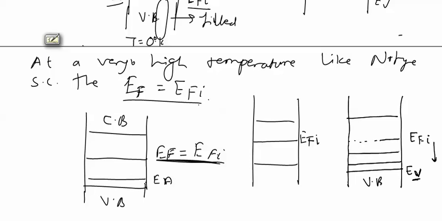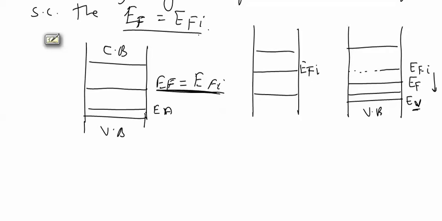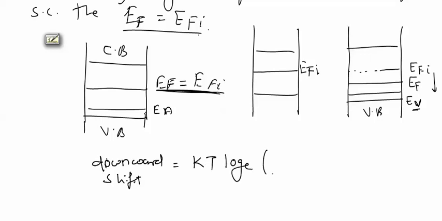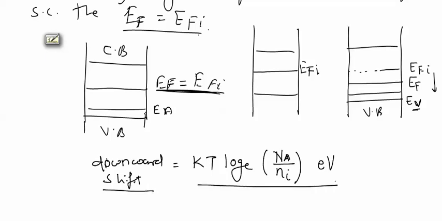So I can say that if a semiconductor is doped with p-type impurity, its Fermi level shifts downward, and this downward shift with doping is given by kT log to the base e Na upon Ni electron volts. So using this equation, I can calculate the downward shift in Fermi energy level when it is doped with trivalent impurity. This was all about Fermi energy level. The position of Fermi energy level can be asked in the examination, and the shift in the Fermi energy level can be asked in the examination.